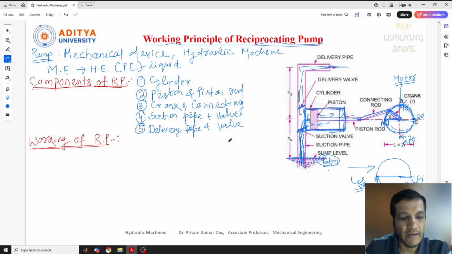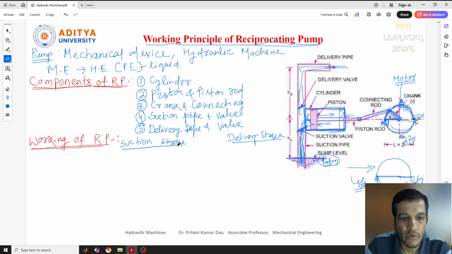Now I'll give a few small points so that you can note down how it works step by step. You can also write it here. I told you these are the components, and first we have the suction stroke. Let's consider the suction stroke first, and then we go for the delivery stroke.